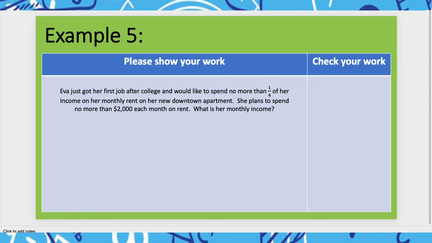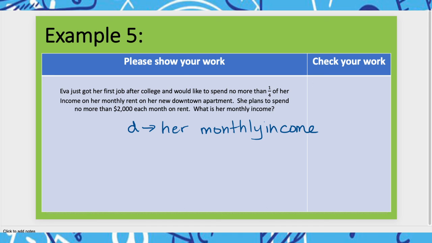So we're trying to figure out our monthly income. I'm going to pick the variable D, and D is going to stand for her monthly income. That's basically the total amount of money she makes per month. Okay, so now we know what our variable is and what we're trying to find out. What else do we know?